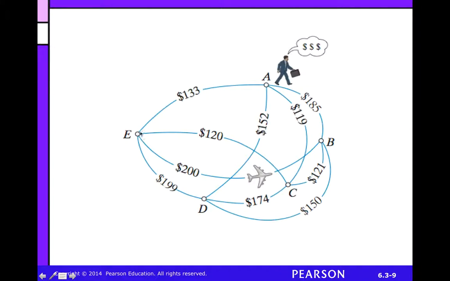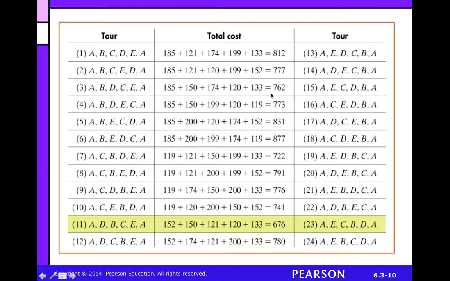Going from C to E costs 120. Then from E to D costs 199, and then back to A costs you 152. So that's where those numbers come from. And again, this path in 2 is a mirror image of this path in 14. So A, B, C, E, D, A versus A, D, E, C, B, A. This 14 is just walking backwards.